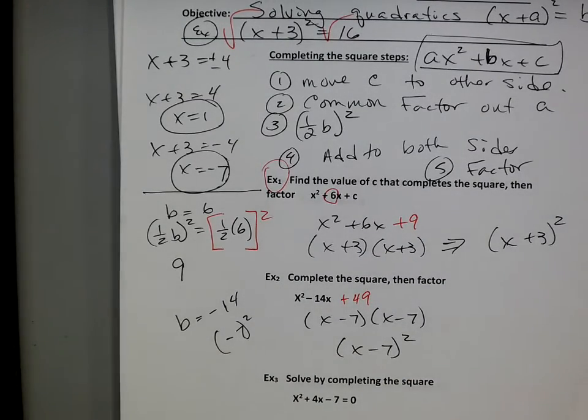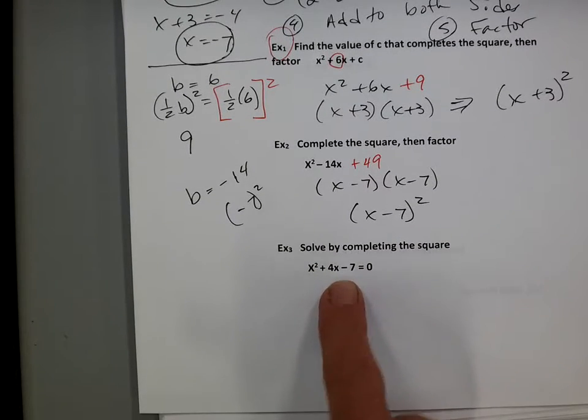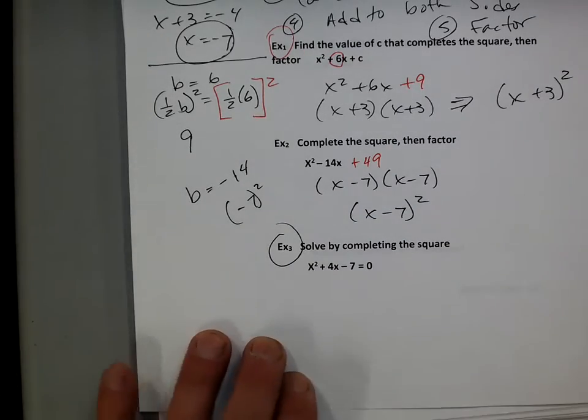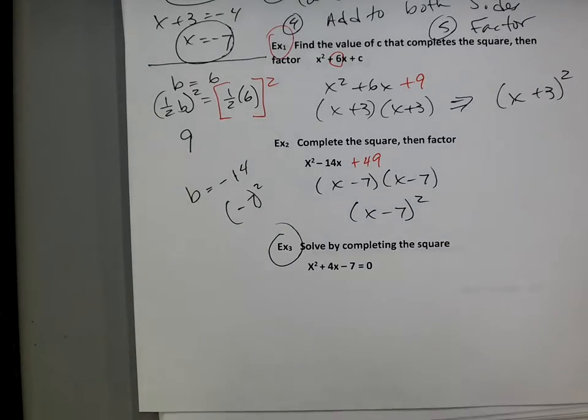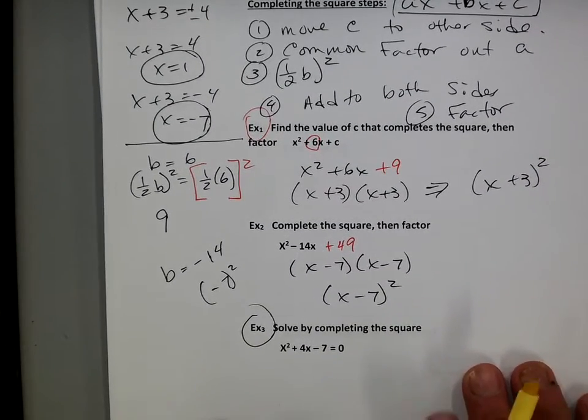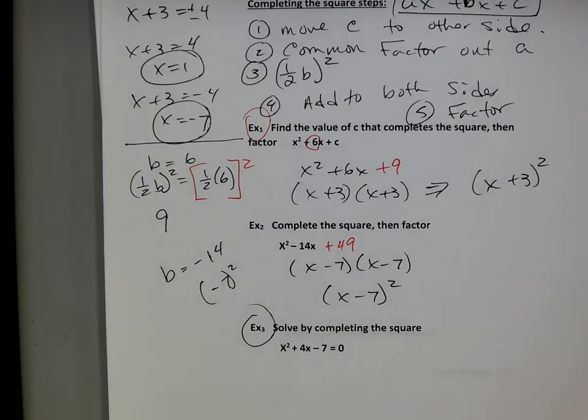Now, how does that help me? Well, if I want to go ahead and solve this, it won't factor. It will not factor. If it factored, it'd be easy. But we're going to do it by completing the square. So, example 3, I'm going to shift up. We're going to look at the examples up above. Right there. Okay, example 1.